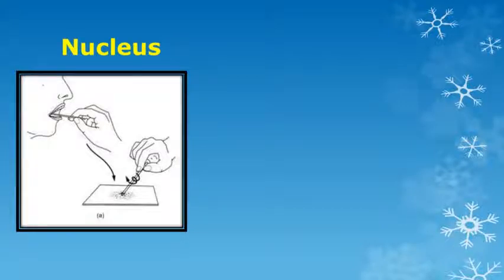Then we have to put a drop of methylene blue stain on the smear, put a cover slip, and observe this slide under a microscope. Did you observe the cells with a blue nucleus?